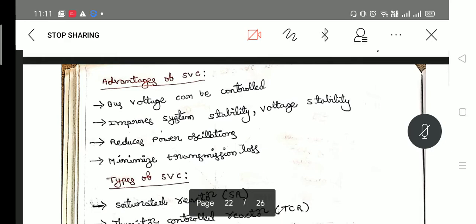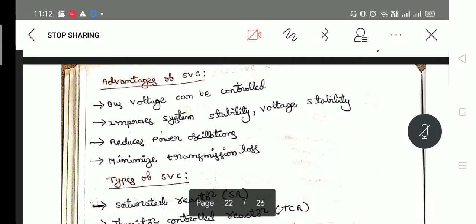Advantages of static VAR compensator: bus voltage can be controlled, improve the system stability and voltage stability, reduce the power oscillations and minimize the transmission loss. These are the advantages of static VAR compensator.